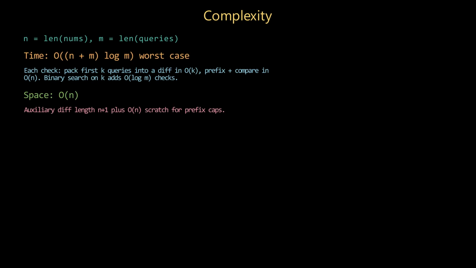Time is big O of n plus m times log m in the worst case. Each binary search step tests 1 k by packing the first k queries into a diff and scanning nums once. Extra space is big O of n for the diff array.